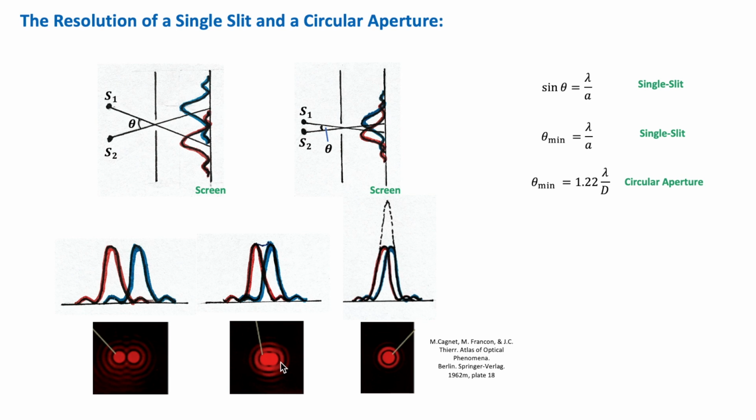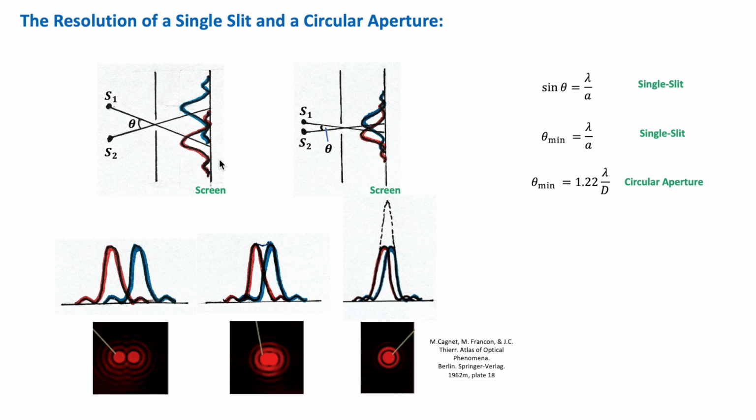So a criterion for resolution known as Rayleigh's criterion determines whether or not the two sources are resolved, and it states that when the central maximum of one image falls on the first minimum of another image, so this is the central maximum of one image falling on the first minimum of the other image, then the images are said to be just resolved. So this is the limiting condition of resolution and is known as Rayleigh's criterion.